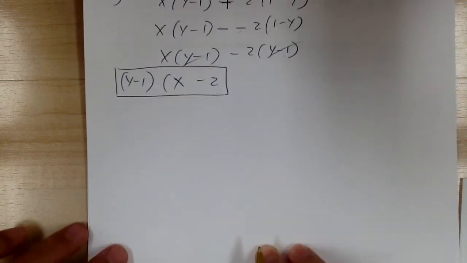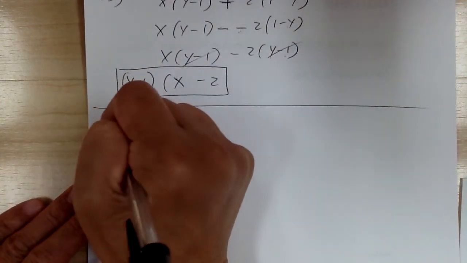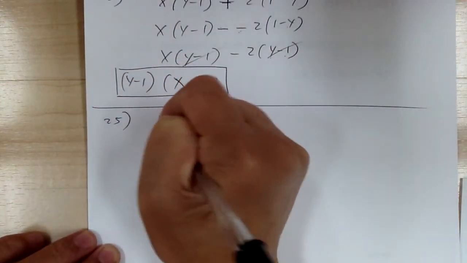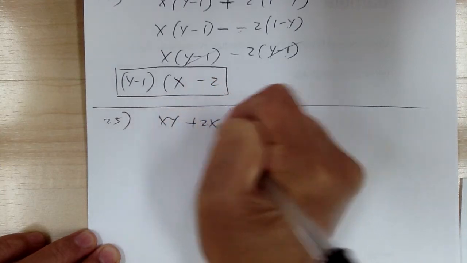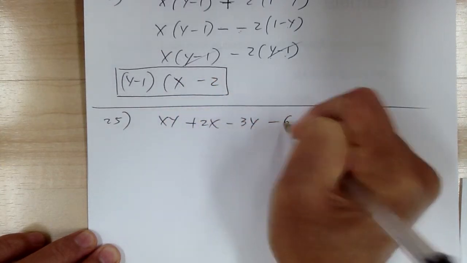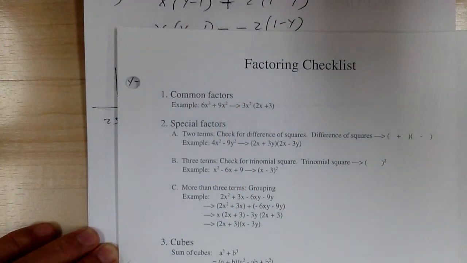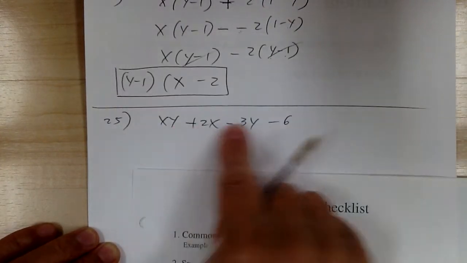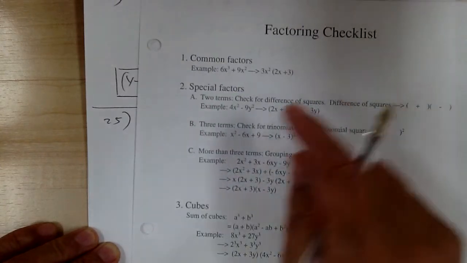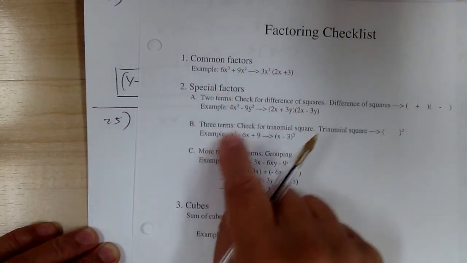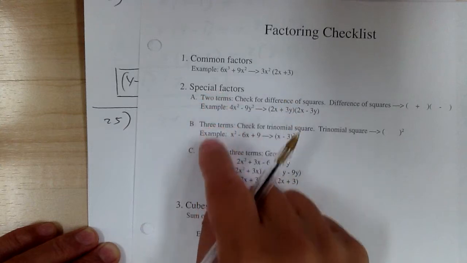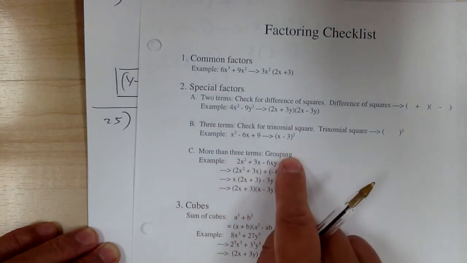Okay, let's go to number 25. Okay, you got xy plus 2x minus 3y minus 6. So you can go through the checklist. Step 1, common factor. There's nothing to factor out. So you go to step 2. So again, it's going to be one of the 3. Okay, it's going to be either A, B, or C. So you got more than 3 terms, so that's grouping.